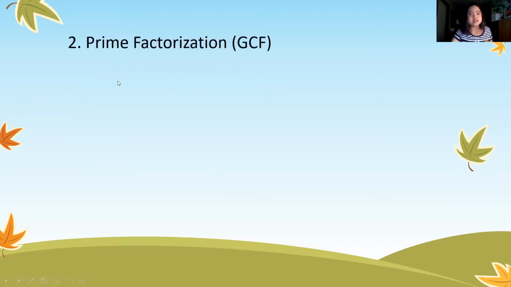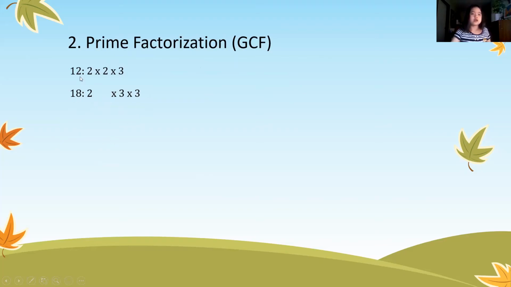The second method is prime factorization. Let's get the GCF of 12 and 18 again. But this time, let's use prime factorization. So, when you do prime factorization, you'll get this. The prime factorization for 12 is 2 times 2 times 3. The prime factorization for 18 is 2 times 3 times 3.